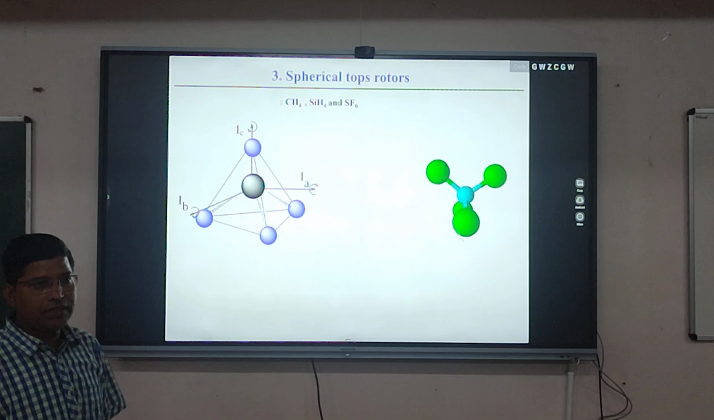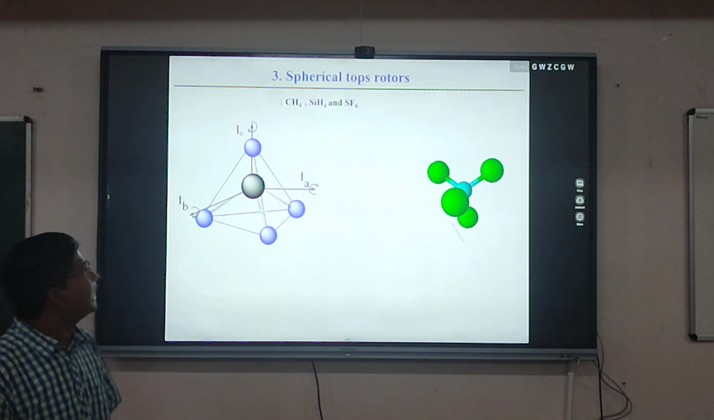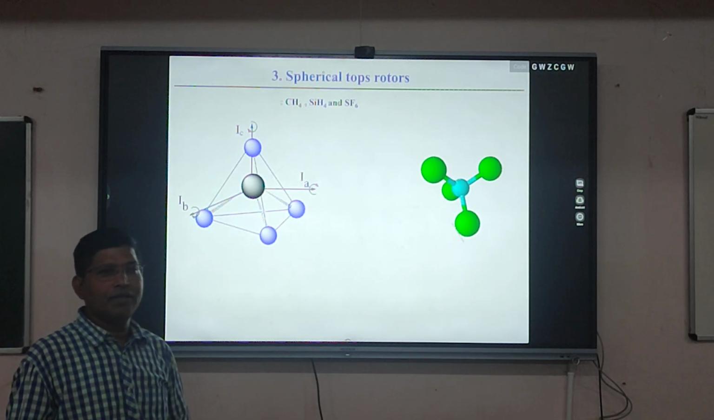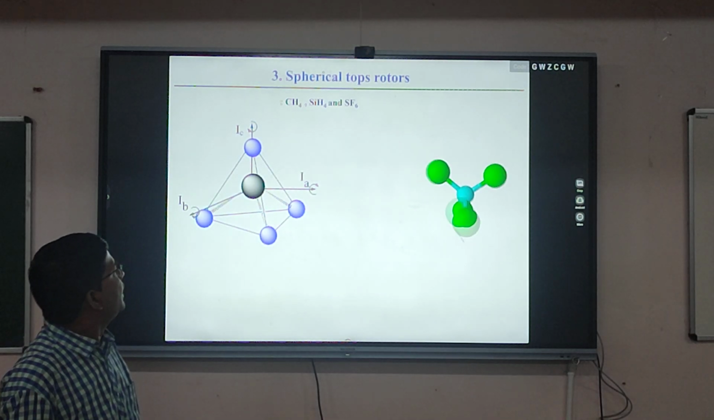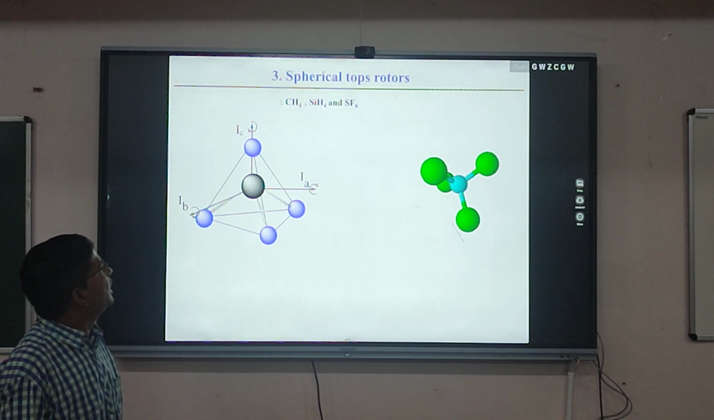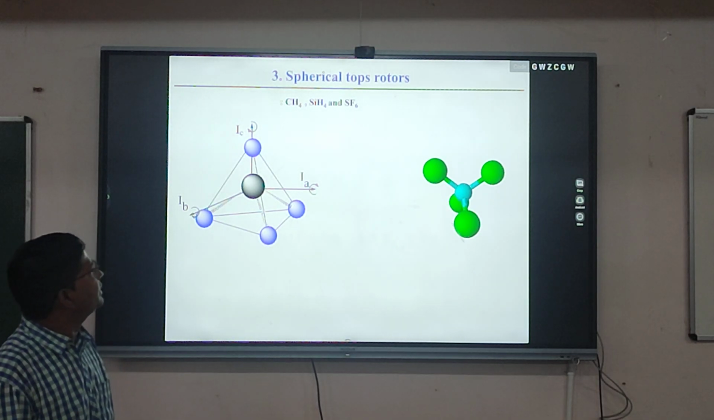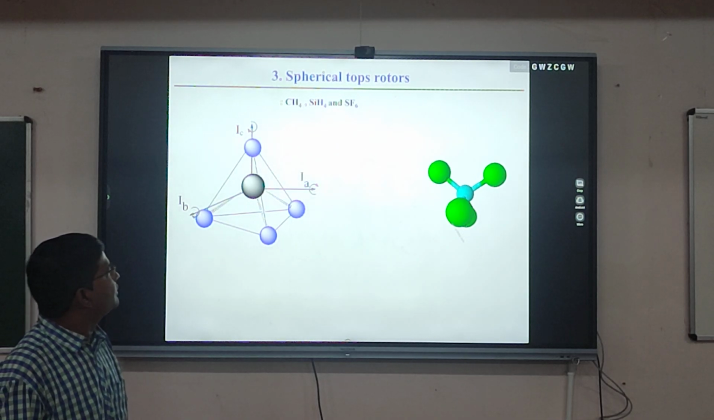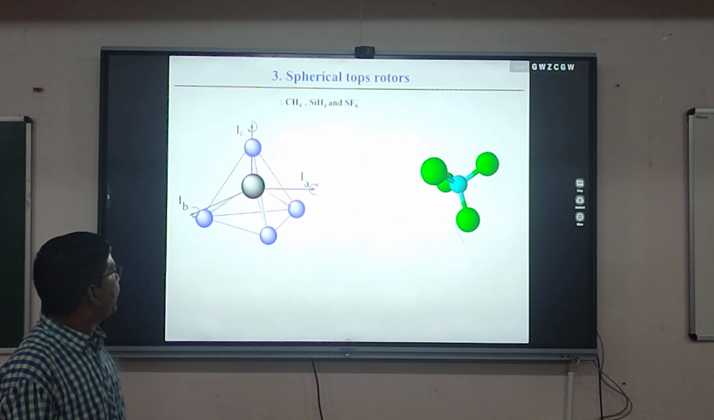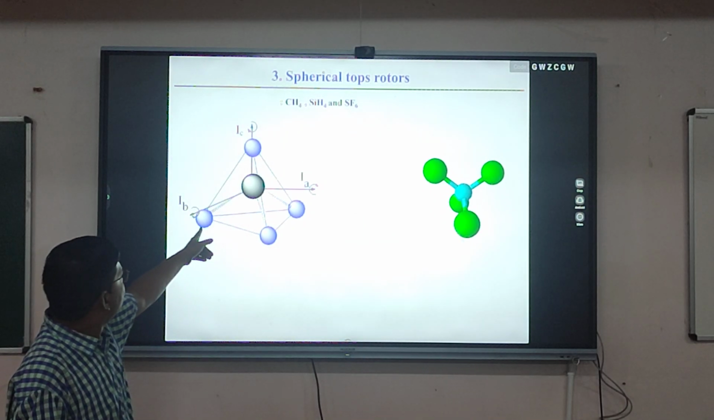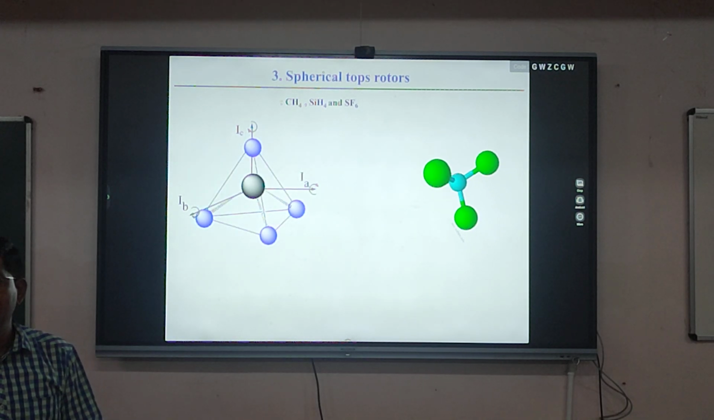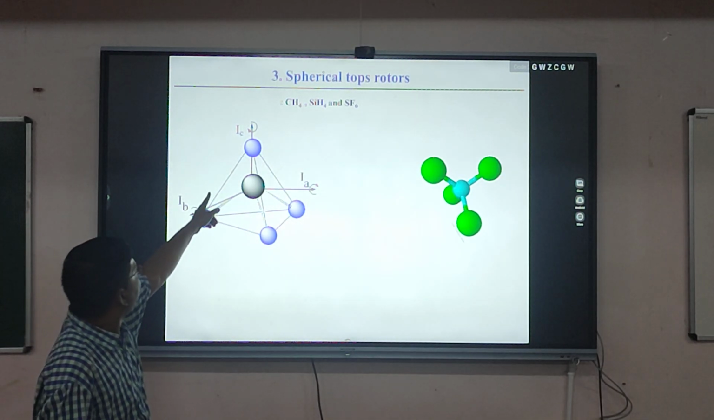Now this is the third type of molecules, when those molecules are rotating. This type of molecule is called a spherical top rotator. Examples are methane, H2SO4, and sulfur hexafluoride. Here we can see the different axes for the moment of inertia, IA, IB, IC.